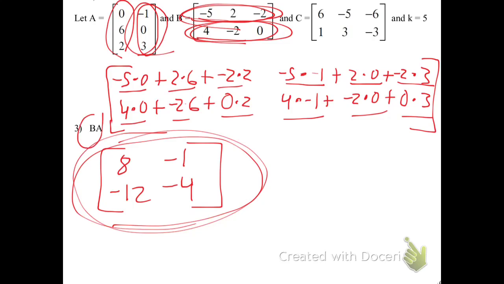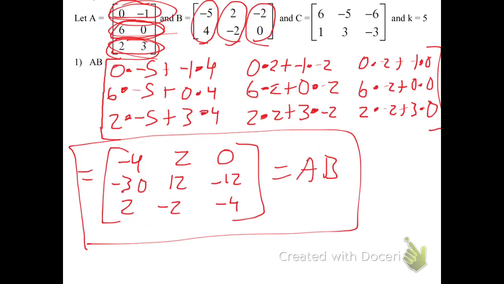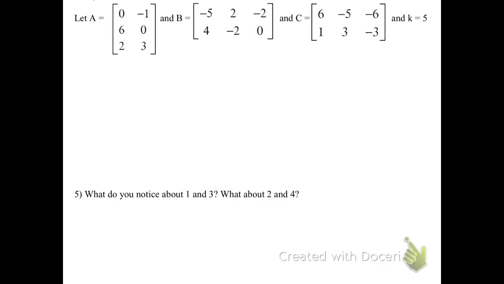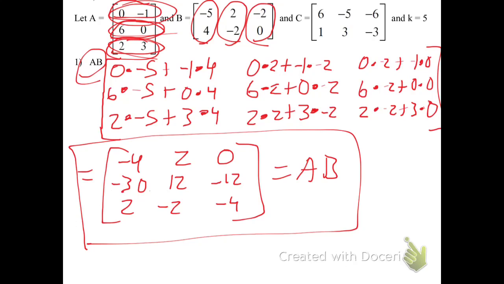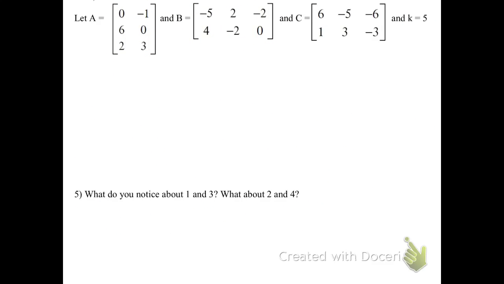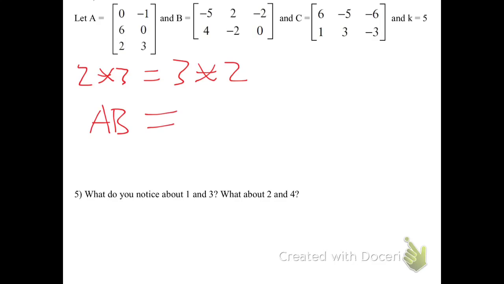Well, something to look at is you got B times A here, and on number 1 we had A times B. So something to notice about it is that when you do A times B and B times A, you don't get the same answer. Even though in normal multiplication, 2 times 3 is the same thing as 3 times 2, right? But in matrix multiplication, that is not true. A times B does not mean it's equal to B times A. So that's something to notice about 1 and 3.